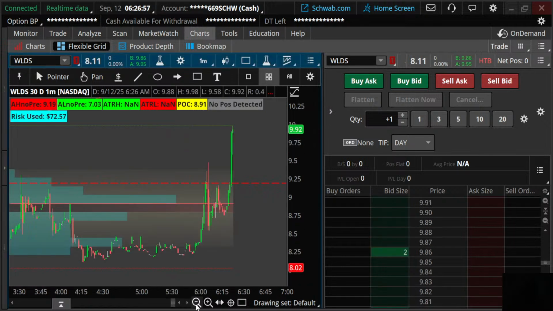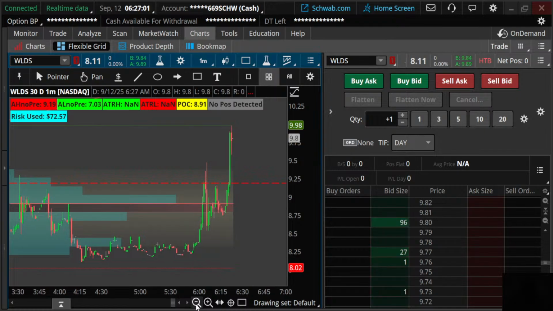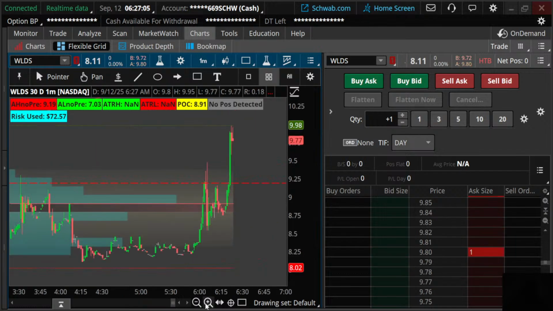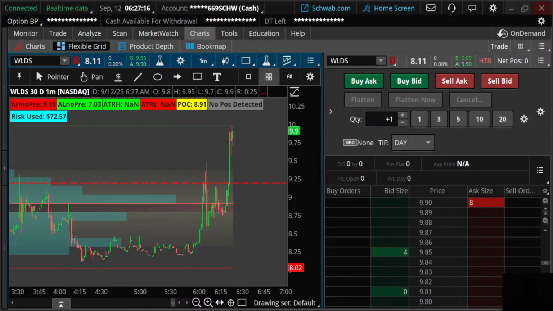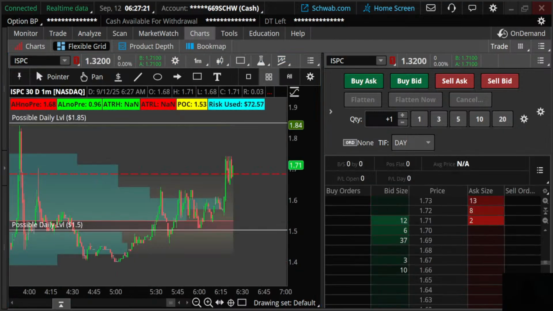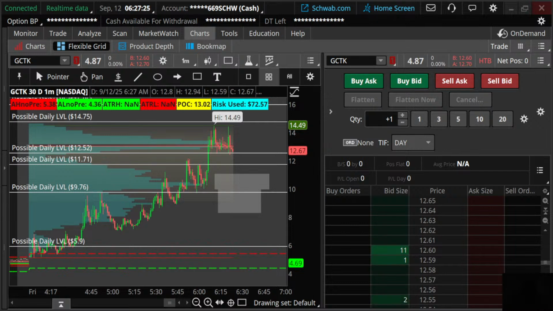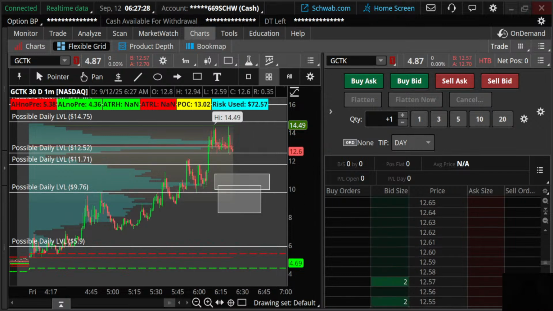WLDS seems to be doing something, but it's on lower volume, only 1 million shares traded, up 21%. I made my money on it yesterday. I don't want to get too greedy on that one. I'm okay with that one. With the lower volume too, I'm like, eh. But I think I'm going to stick with GCTK until it actually fails out.